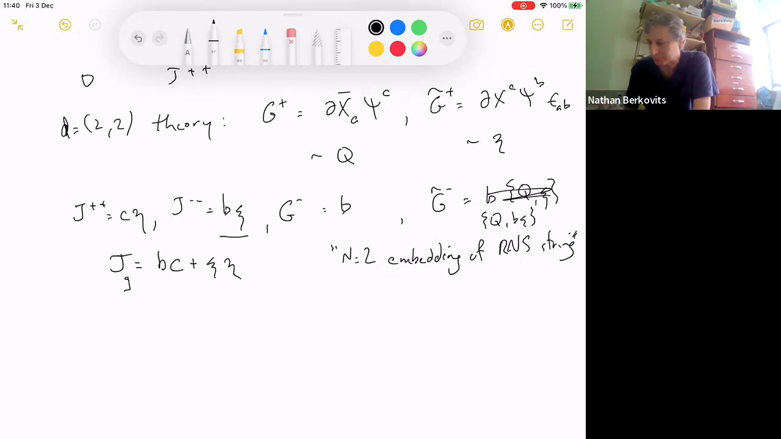Okay, so the next thing I want to do is to show how to make space-time supersymmetry manifest.